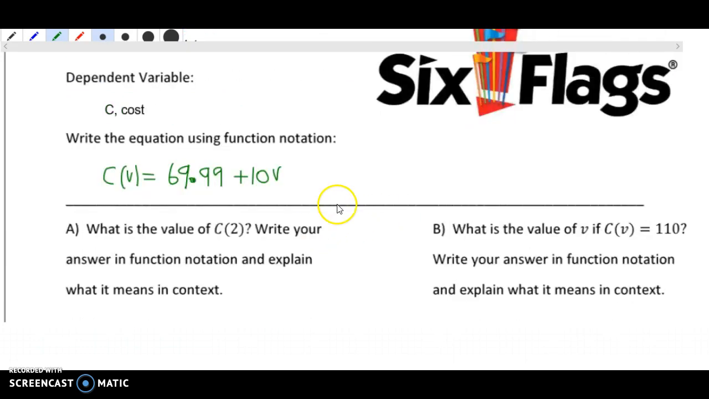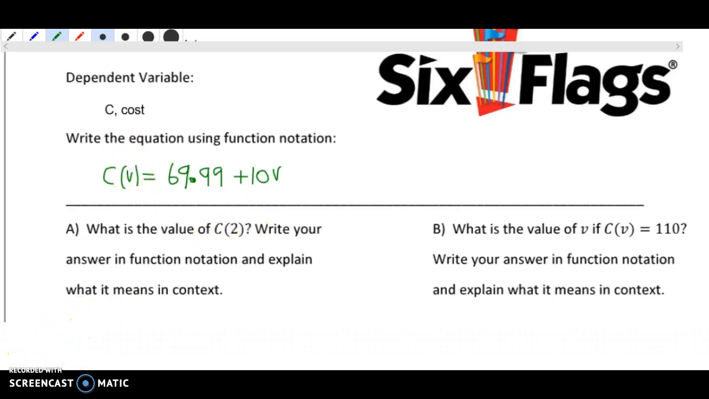Now, in example A, we have to find the value of C of 2. We're going to write this answer in function notation and explain what it means. So again, 2 is inside the parentheses. What goes inside the parentheses, input or output? The answer is input. So we're going to replace V with 2.